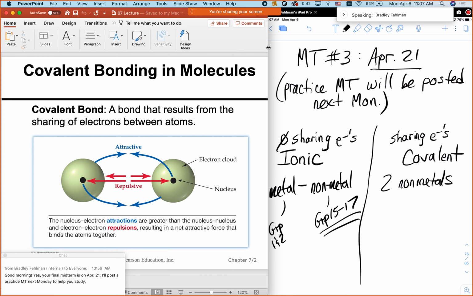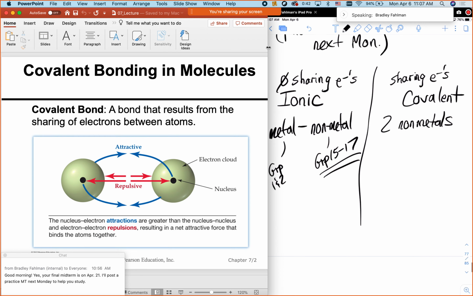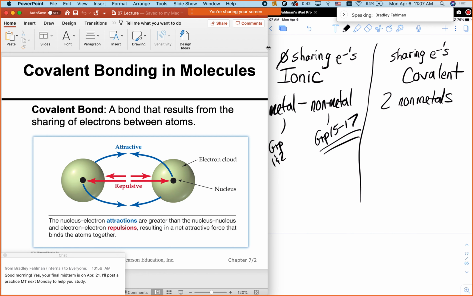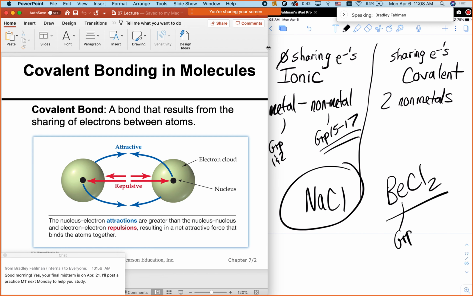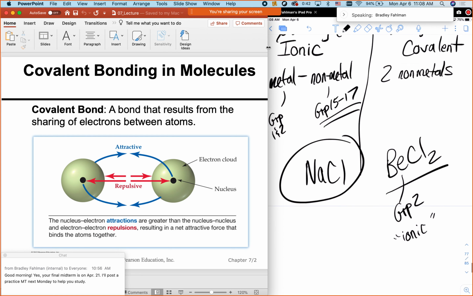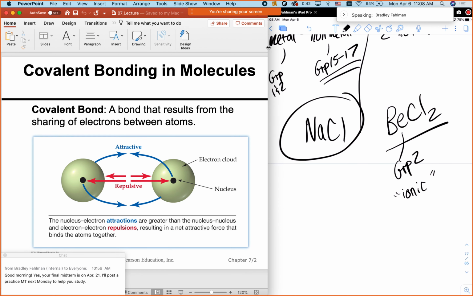In practice, there is really no such thing as 100% ionic. There's always some amount of covalency, or sharing of electrons, even in ionic compounds. In sodium chloride, for instance, it's probably 98% or 99% ionic. But if you get into compounds like beryllium chloride, which is group 2, you'd expect it to be ionic, but it actually has a lot of covalency, probably more than 50% covalent bonding.